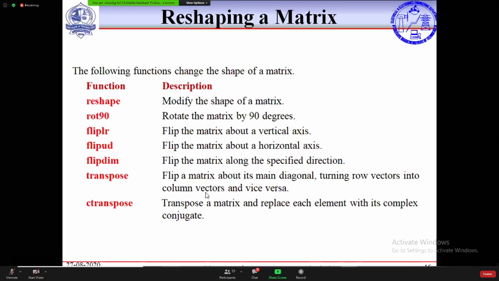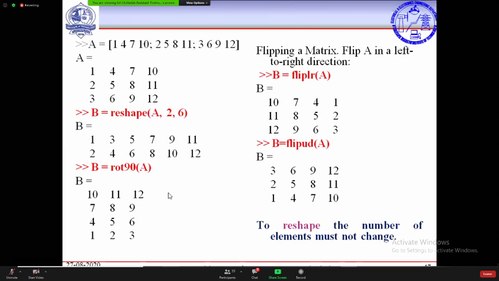Transpose: flip a matrix about its main diagonal, turning rows into column vectors and vice versa. This we already know. C transpose: transpose a matrix and replace each element with its complex conjugate. So this is related to the complex conjugate of the values. Okay, now let us have examples of each and every one.